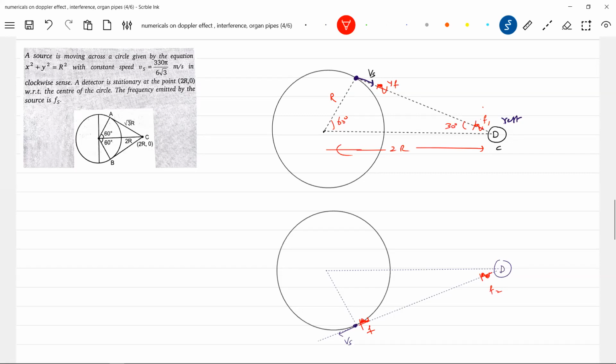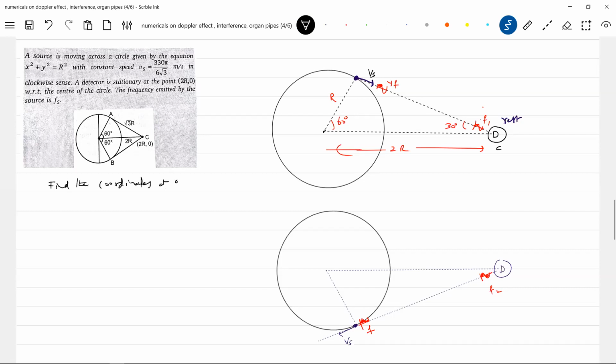Find the frequency emitted by the source. The frequency emitted by the source is Fs. It is asking what are the coordinates of the source when the detector records the maximum and minimum frequencies, and what are those maximum and minimum frequencies? So let me put the question.